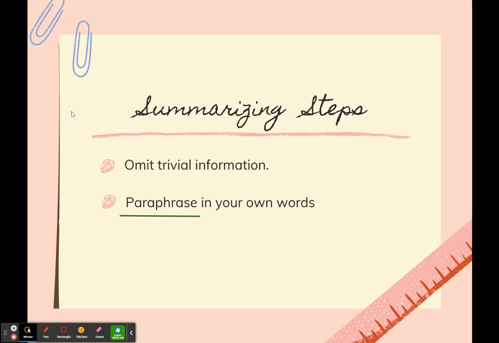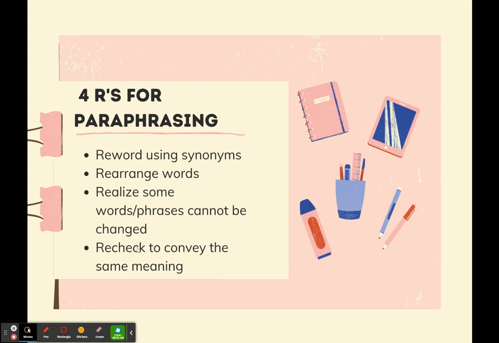Summarizing does 2 main things. We delete the trivial information or the stuff that's not important, and then we paraphrase in our own words. There are 4 R's of paraphrasing, and I'm going to use this sentence to help me teach that. So the first one is reword using synonyms.